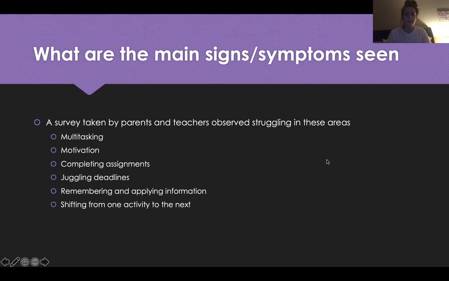So what are the main signs and symptoms seen? A survey was taken by parents and teachers, and they observed struggling in these areas: multitasking, motivation, completing assignments, juggling deadlines, remembering and applying information, and shifting from one activity to the next. Motivation and multitasking are the two main struggles in EF. So it's important for us to recognize these signs and symptoms, as we can advocate for a student who might be seen to be frustrated.